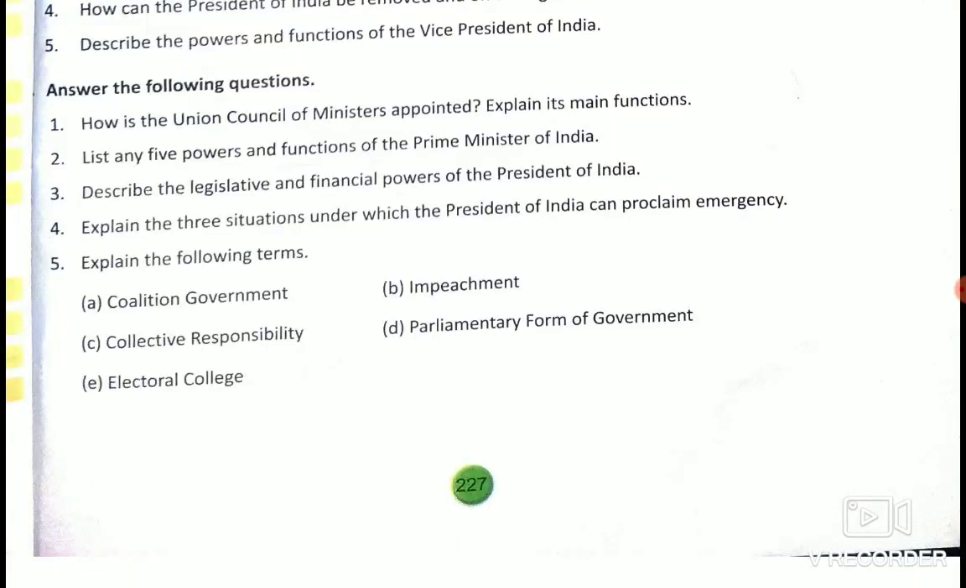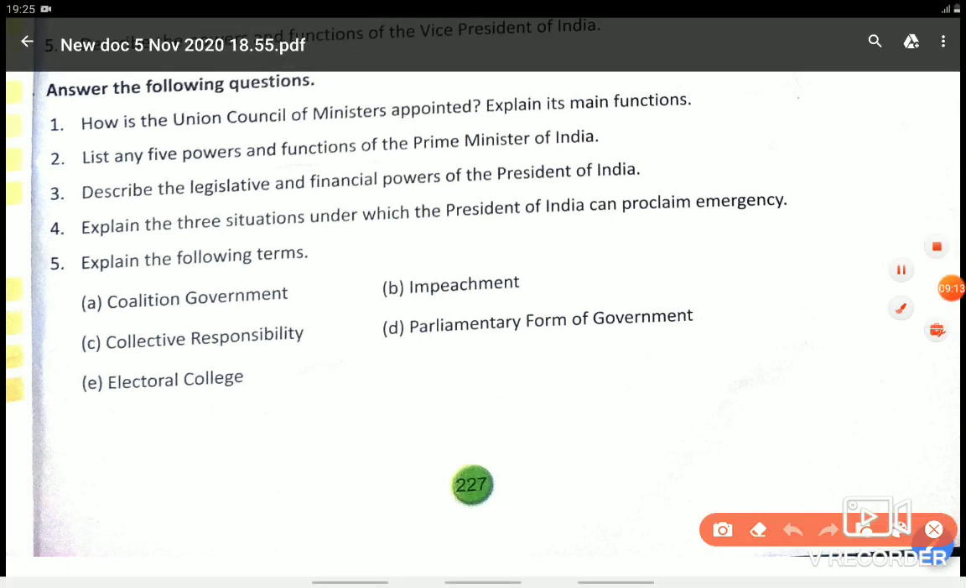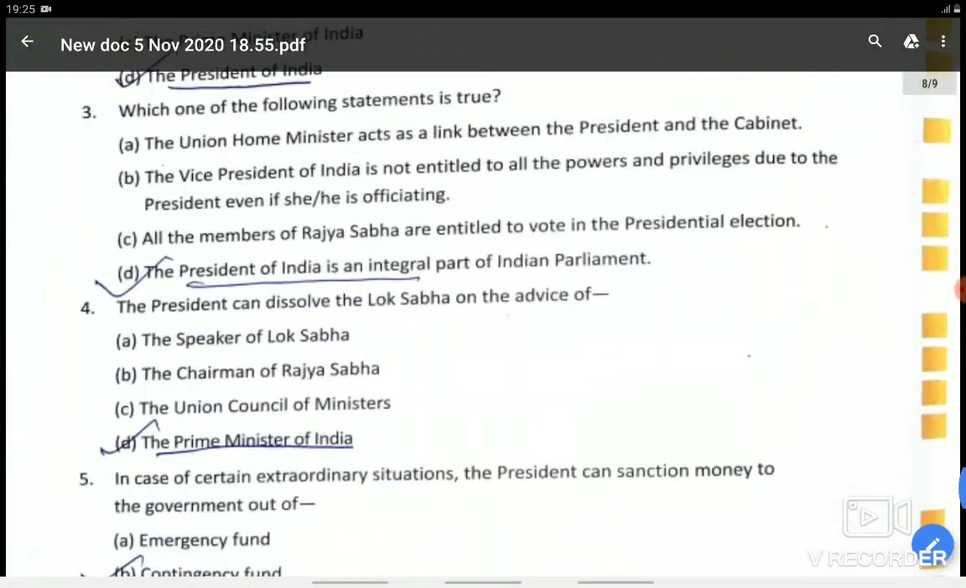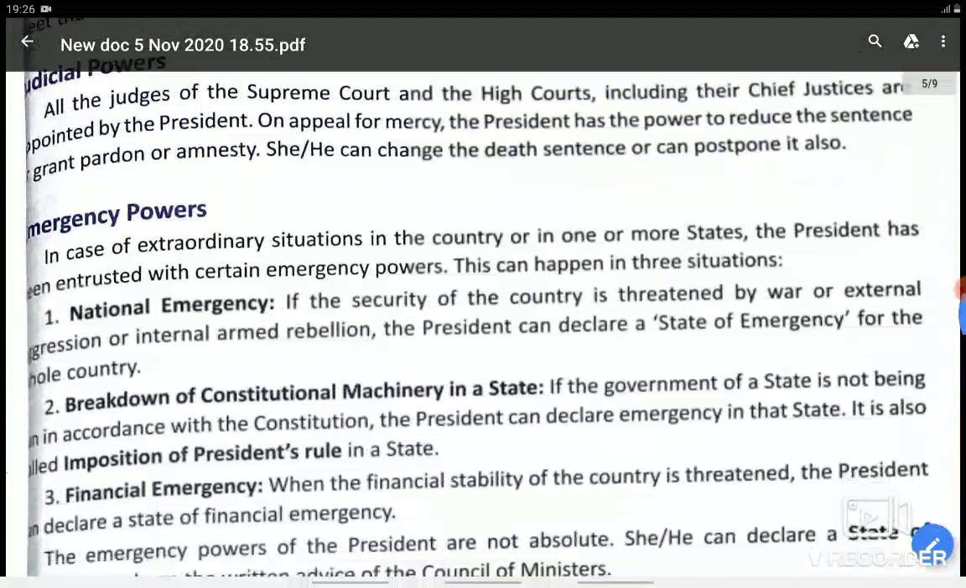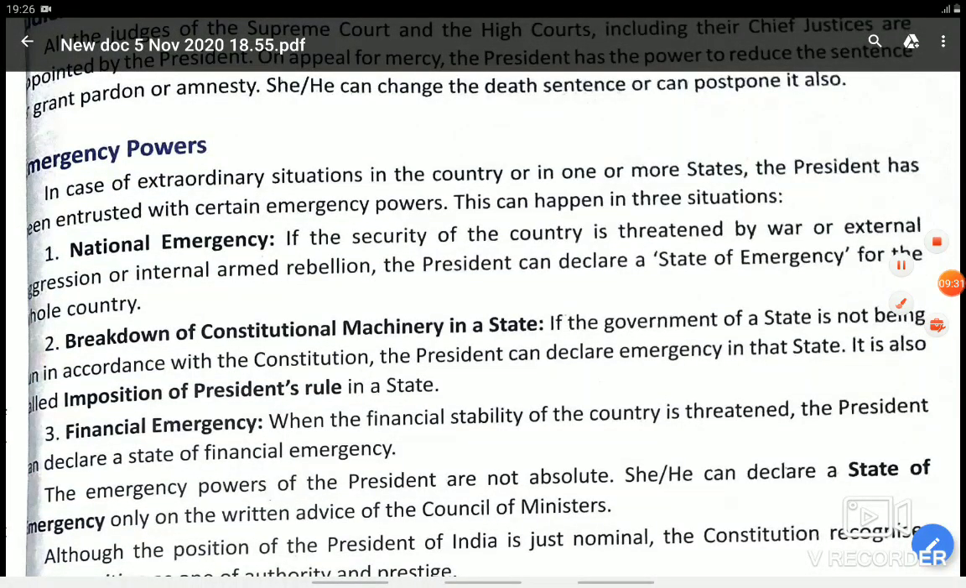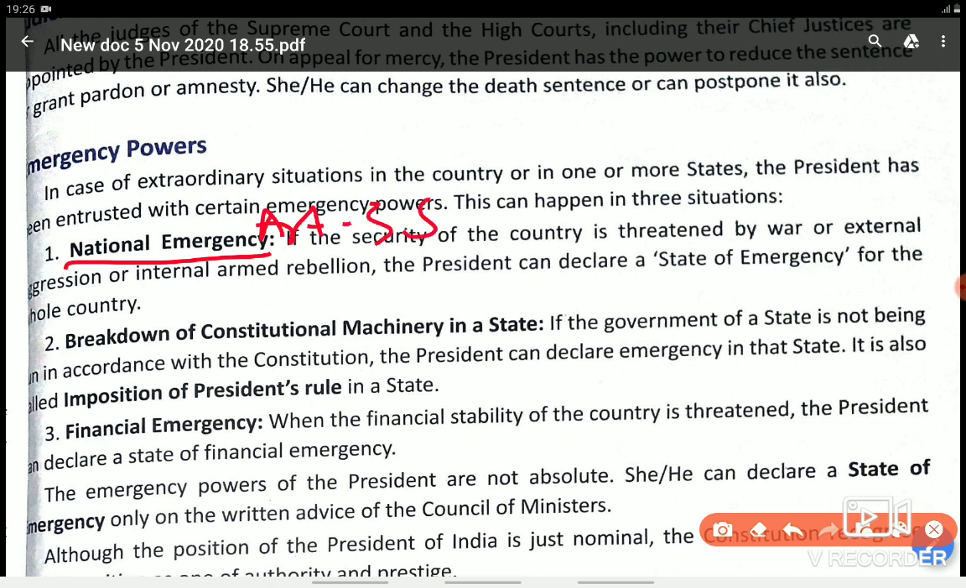Next is your three situations under which the President of India can proclaim emergency. This you will get in page number 223. Let me show you this in page number 223. 3 situations. These are the 3 situations, okay? Mention number 1, national emergency. That is Article 352. National emergency comes under Article 352.